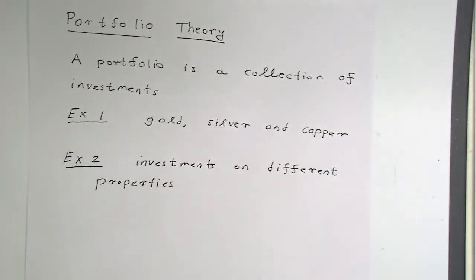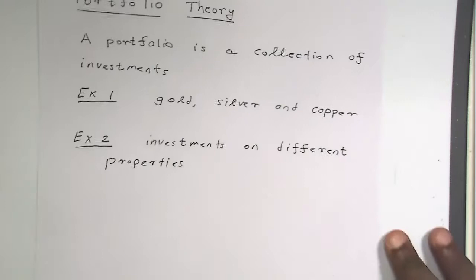Right. A portfolio, I'm sure all of you know what a portfolio is. A portfolio is a collection of investments. So for example, investment on gold, silver and copper, that could be a portfolio, right? Or investment on different kind of properties, that could be another portfolio. Okay, so these are 2 examples of portfolios, right?